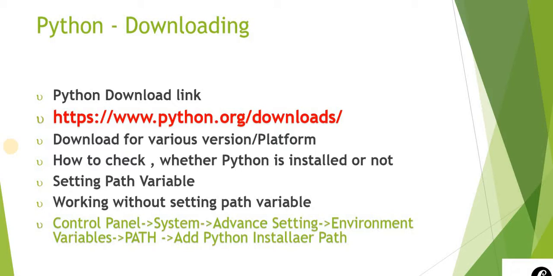control panel. So how do we do this? We have to go to the control panel, go to the system, go to the advanced settings, then environment variables. If you go to the path there, click on new or edit, and add the Python installation path. Suppose you have installed Python inside the C:\Python folder, then you have to provide C:\Python. That's it, and it's all done.